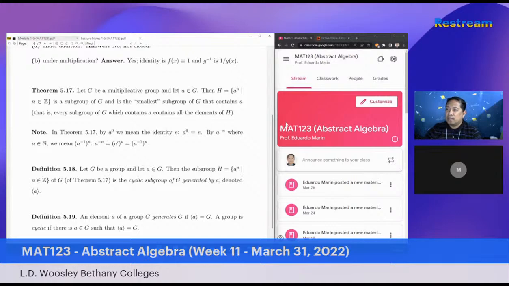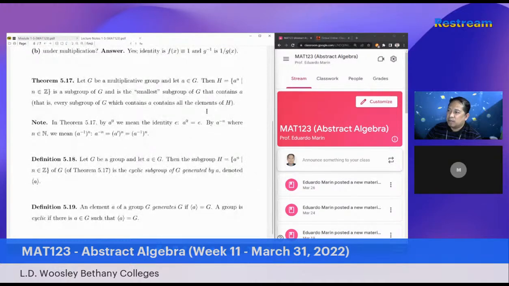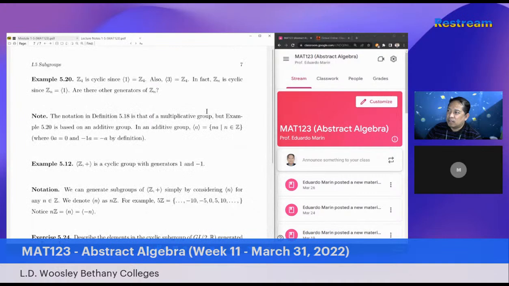Where A is an element of G and H is equal to A raised to n, such that n is an element of Z, is a subgroup and is the smallest subgroup of G that contains A. That is, every group G which contains A contains all elements of H. Okay, we have some proving here. Let's move to another definition.